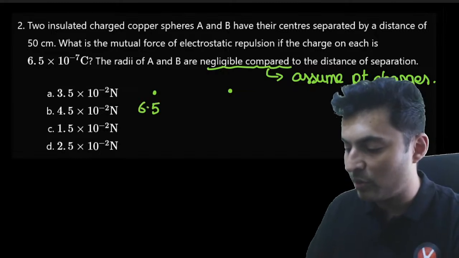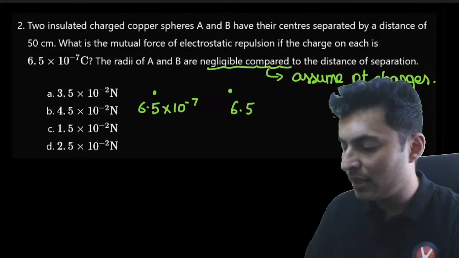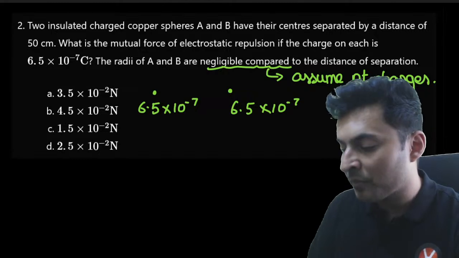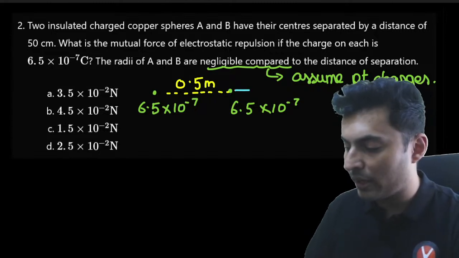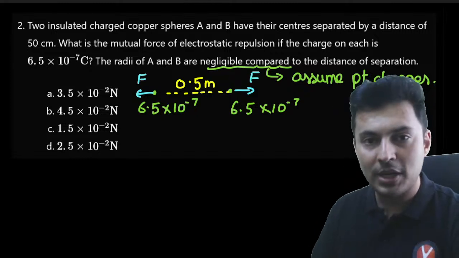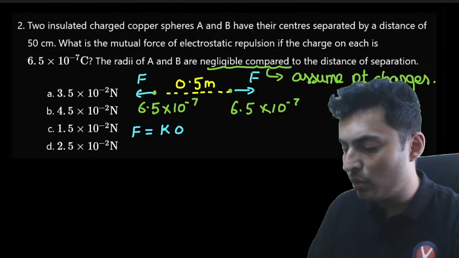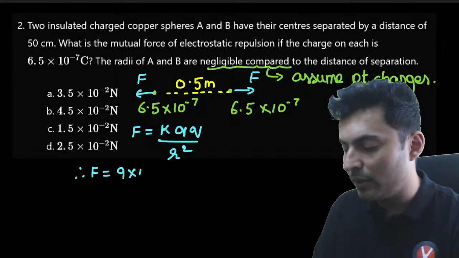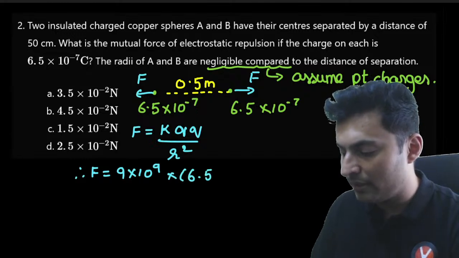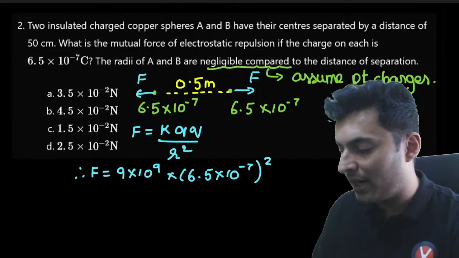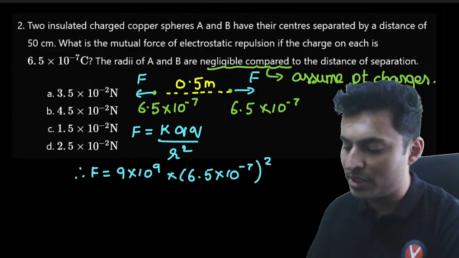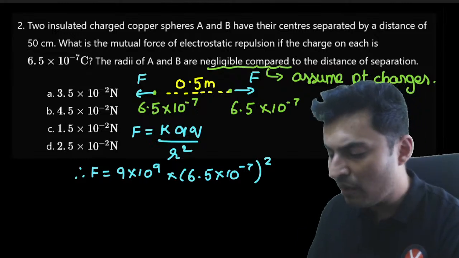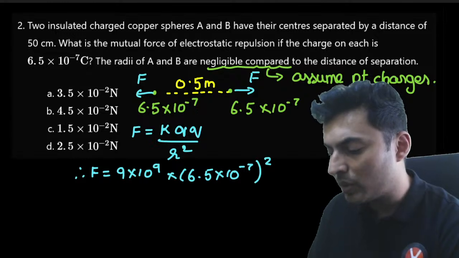Both the charge values are given as 6.5 into 10 to the power minus 7. And the distance between them is also given to us, which is 50 centimeters, which is 0.5 meters. So obviously there will be some electric repulsion, and that force is given by KQQ divided by R square. So therefore the force will be K, which is 9 into 10 to the power 9, times 6.5 into 10 to the power minus 7 squared, divided by 0.5 meters squared. Just check it out. If it comes out as option number C, 1.5 into 10 to the power minus 2 Newton. It is straightforward.